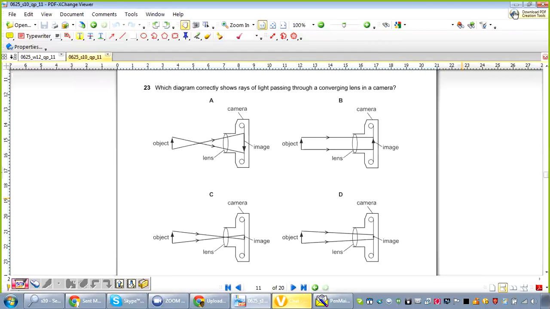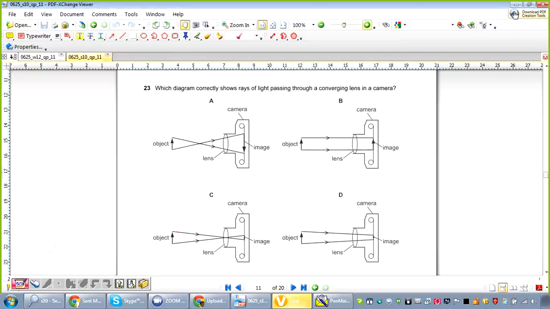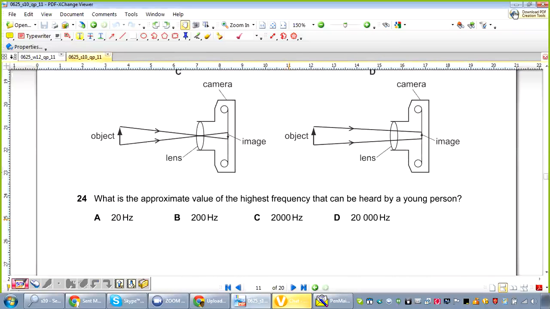A. That's wrong. How can the rays get crossed from here? Will always go from the optical center. Whenever the ray is traveling from optical center, it will go straight. Follow simple rule. Easy option. Look at this, how the rays are traveling in C. The crossing will take place always from the optical center.